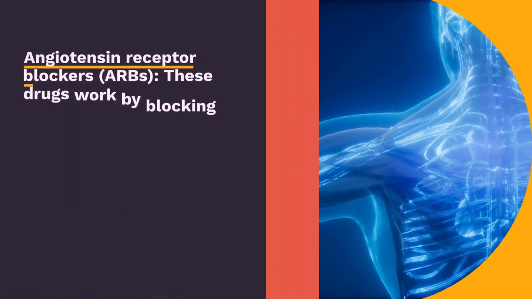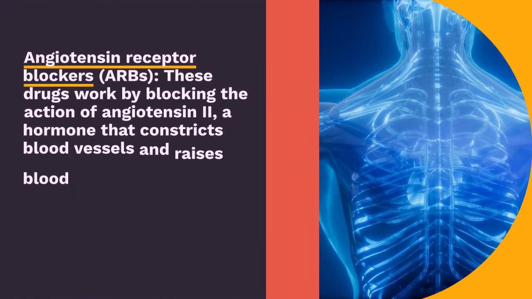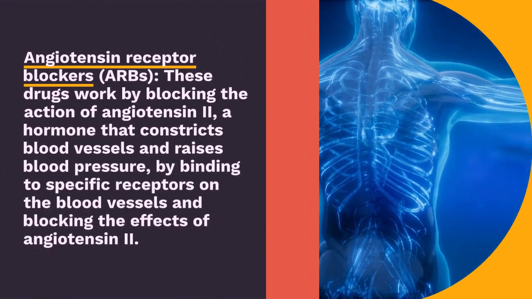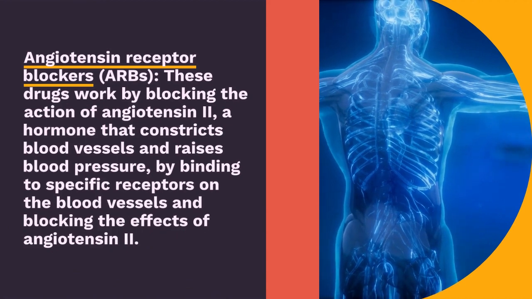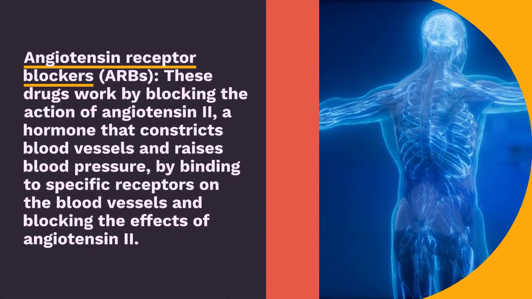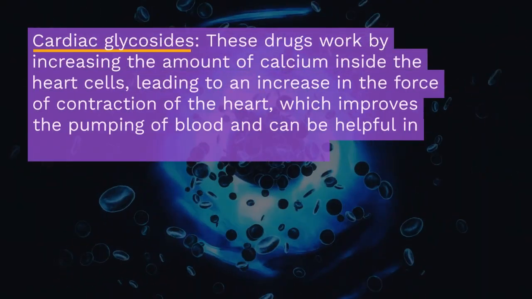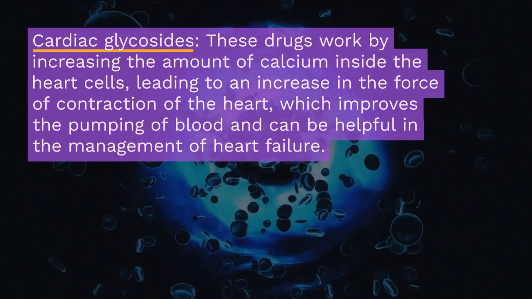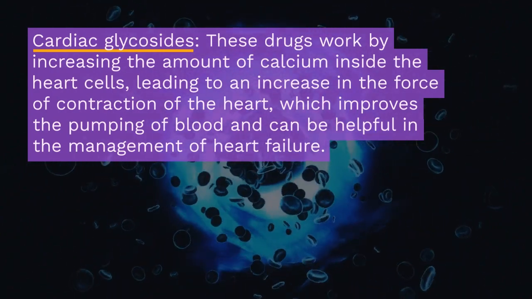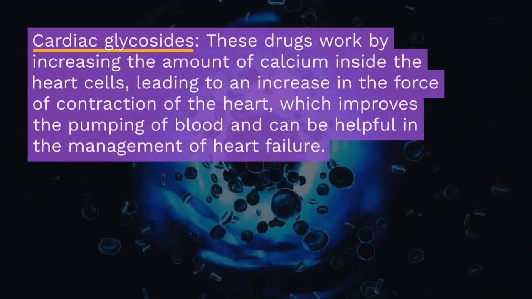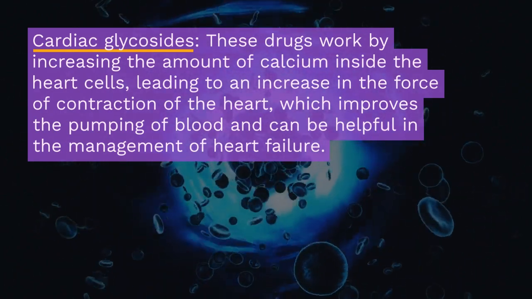Angiotensin receptor blockers, ARBs. These drugs work by blocking the action of angiotensin II, a hormone that constricts blood vessels and raises blood pressure, by binding to specific receptors on the blood vessels and blocking the effects of angiotensin II. Cardiac glycosides. These drugs work by increasing the amount of calcium inside the heart cells, leading to an increase in the force of contraction of the heart, which improves the pumping of blood and can be helpful in the management of heart failure.